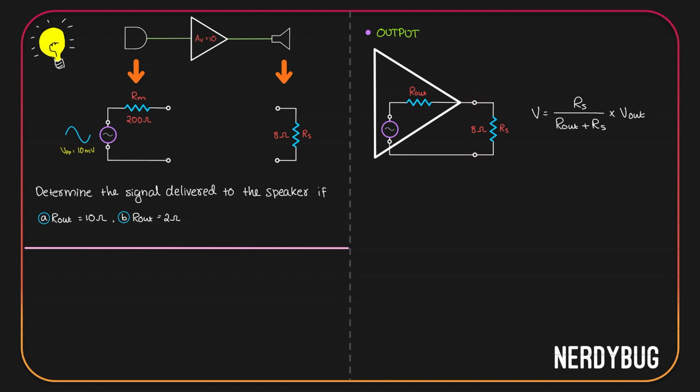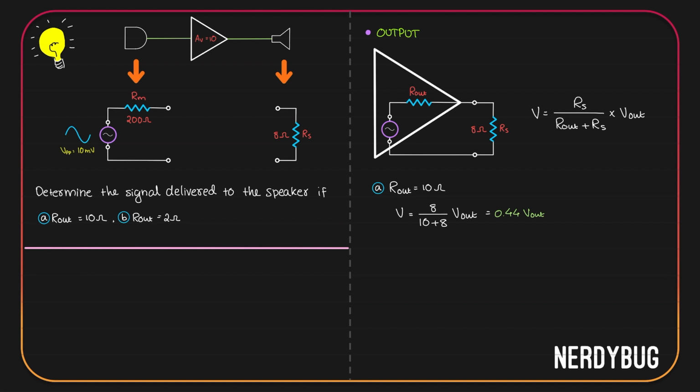Voltage dropped across Rs is going to be Rs divided by Rout plus Rs multiplied by Vout. Vout is whatever we get over here. Let's take the first case where Rout is 10 ohm. We already have the value of Rs, it is 8 ohm. Let us substitute the values in this equation. This is what we get. Voltage delivered to the speaker is 8 divided by 10 plus 8 multiplied by the original output. That is 0.44 Vout, just 44% of whatever we get over here.